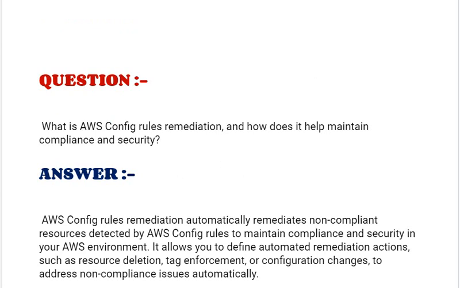Our next interview question is: what is AWS Config Rules remediation and how does it help maintain compliance and security? Your answer should be: AWS Config Rules remediation automatically remediates non-compliant resources detected by AWS Config Rules to maintain compliance and security in your AWS environment. It allows you to define automated remediation actions such as resource deletion, tag enforcement, or configuration changes to address non-compliance issues automatically.